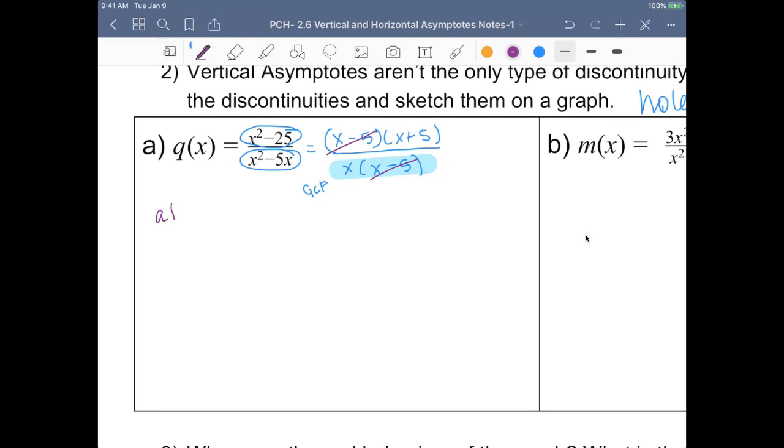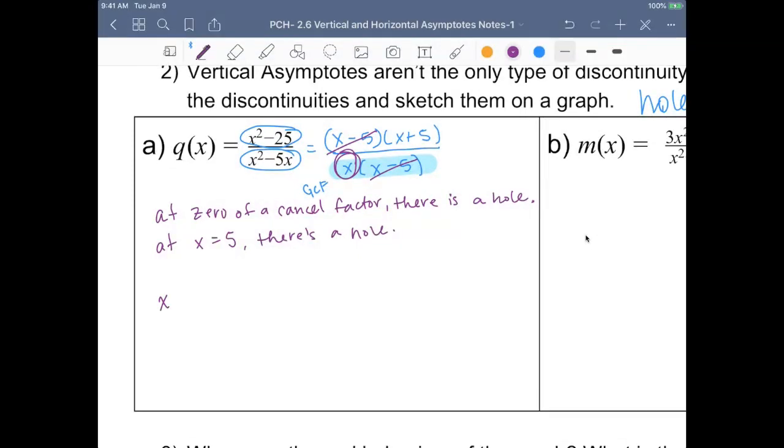So at the zero of a canceled factor, there is a hole. So at x is equal to 5, there's a hole. Okay. With our other factor, at x equals 0, is a vertical asymptote. Okay, so remember, canceled factors give us holes. Non-canceled factors in the denominator give us vertical asymptotes.